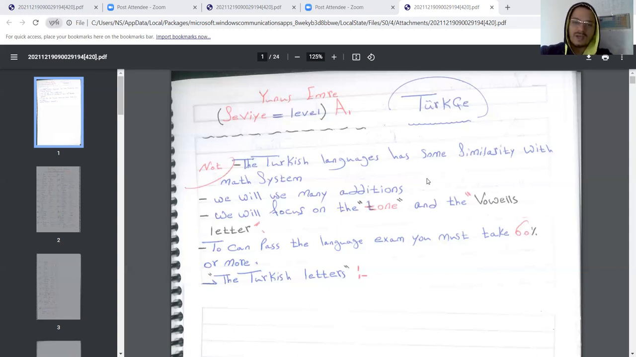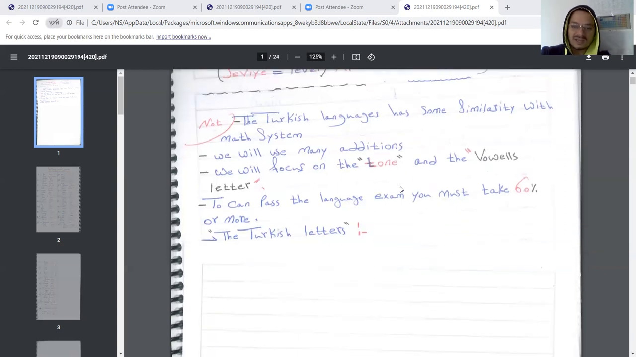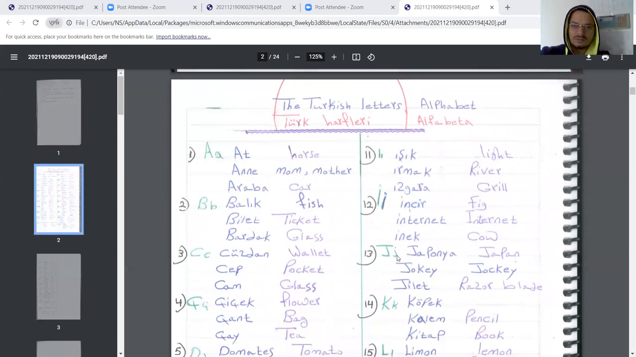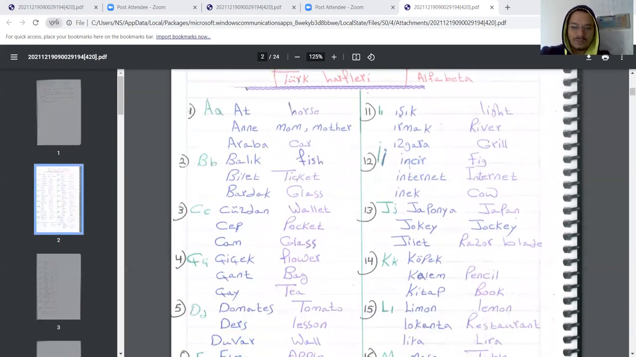To pass the language exam, you must take 60% or more. It's very important. Now let's go directly to the Turkish letters here. And let me open this important recording. Just a minute, I will do that. This will be important to us.